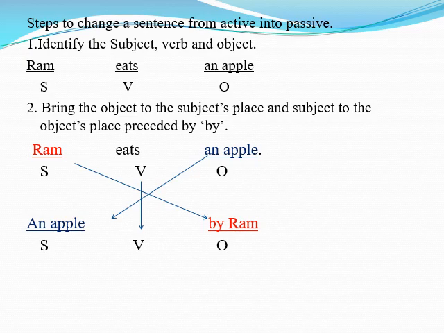Step 1. Identify the subject, verb and the object. For example, Ram eats an apple. Ram is the subject, eats is the verb, and apple is the object. Step 2. Interchange of subject and the object. Take the subject to the object's place and bring the object to the subject's place.